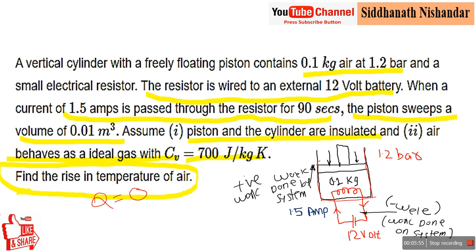If you observe this numerical, we do work on the system. Which form of work do we do on the system? That is the electric work. Because of that electric work, the piston sweeps.